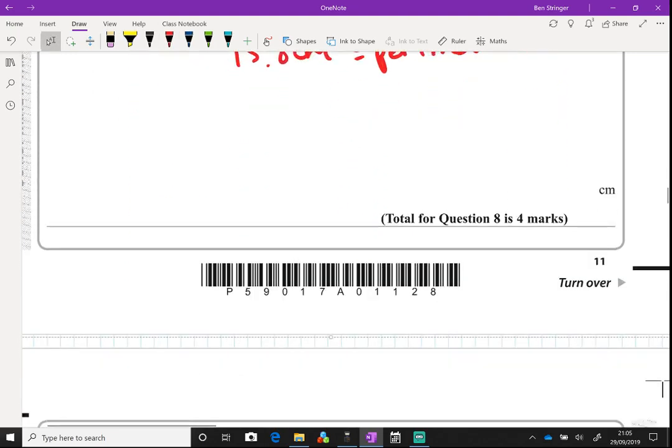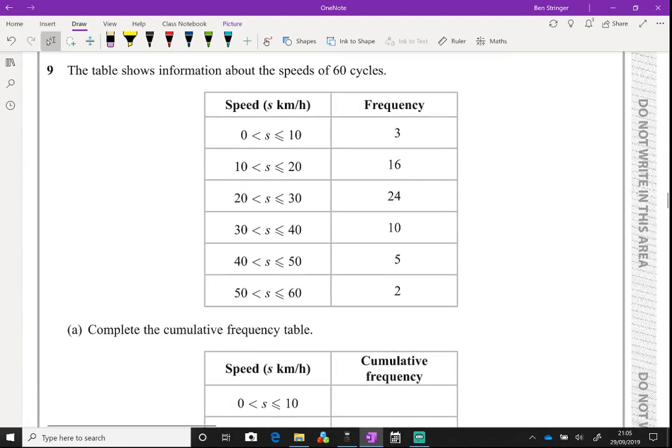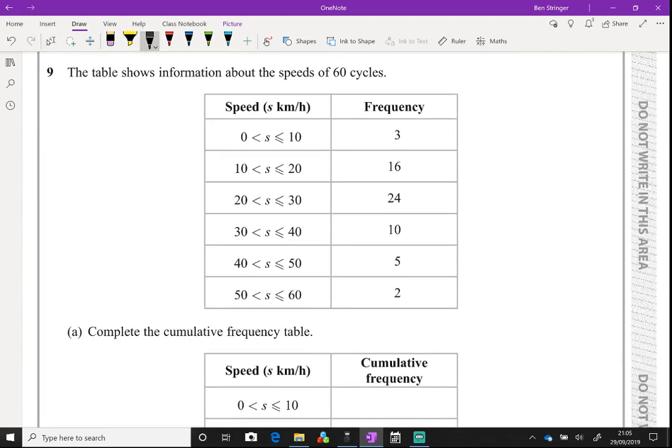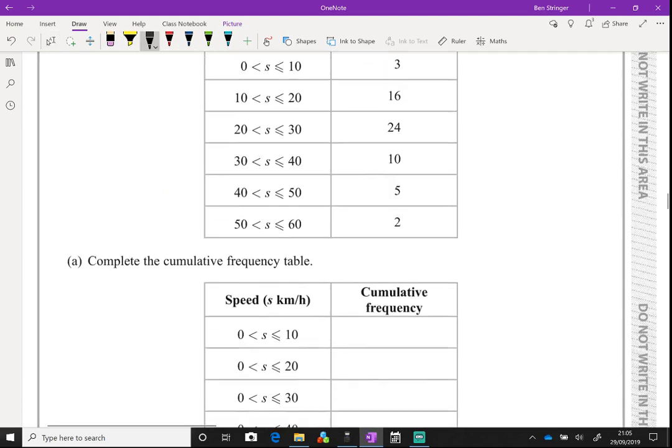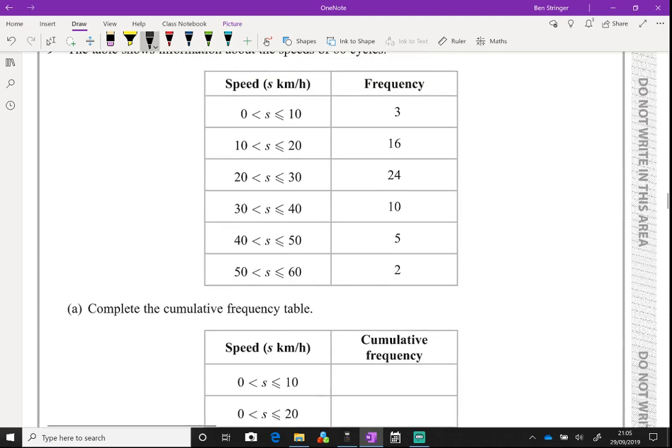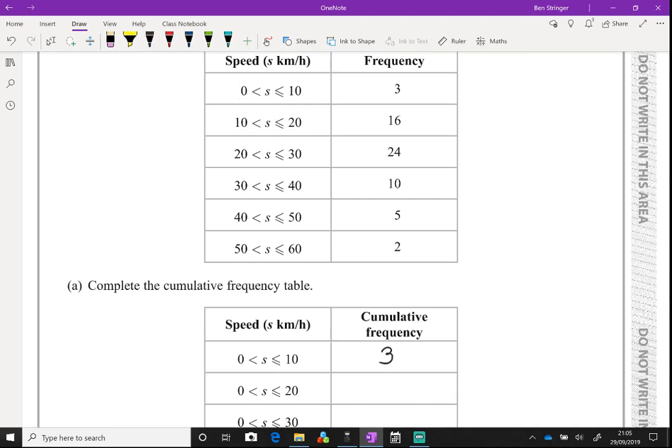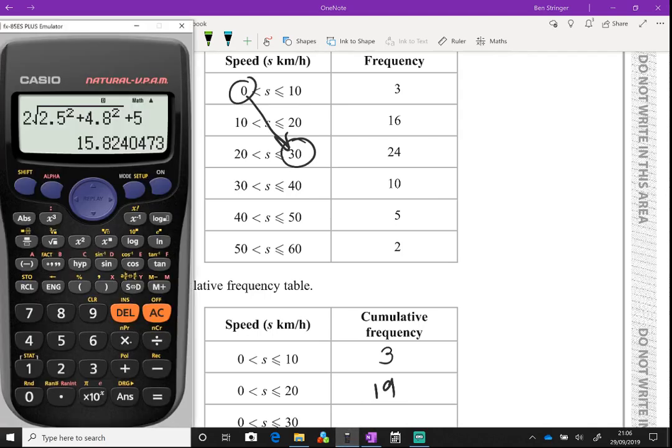Just using triangle properties there to find the height. The table shows the information about the speeds of 60 cycles. Complete the cumulative frequency. So from 0 to 10 we had 3 people. From 0 to 20, so 0 all the way up to 20, we've got 19 people. And then here it says 0 to 30, so that's 0 all the way up to 30. Just keeping a running total. 3 add 16 is already 19. 19 add 24 is 43.